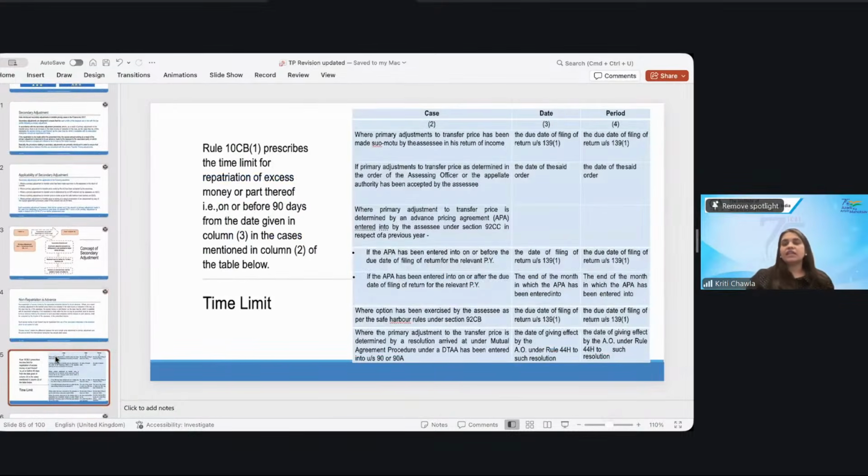And this is the slide that talks about the time limit within which repatriation has to be made. So this is Rule 10CB Sub Rule 1, and it prescribes the time limit for repatriation of excess money or part thereof. It is going to be on or before 90 days from the date which is given in column 3, in cases which are mentioned in column 2. So just take 1 minute and read through this slide, and then we'll discuss it.